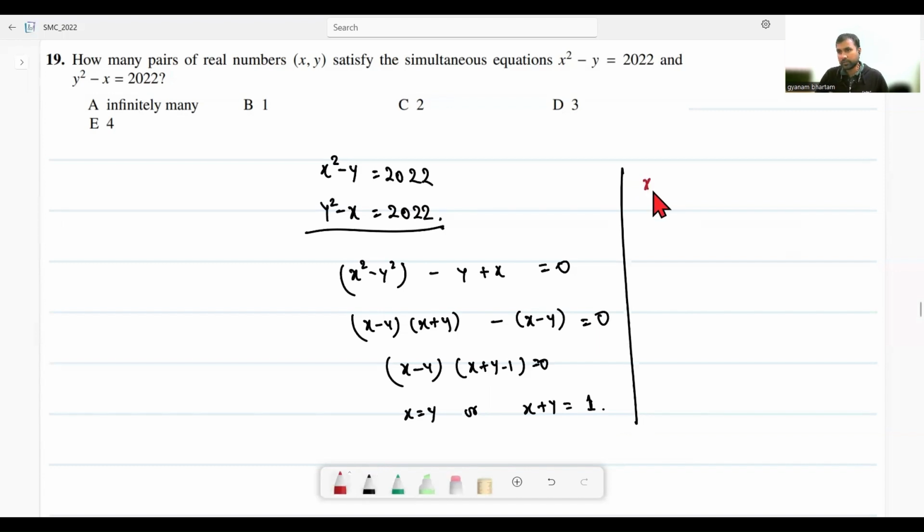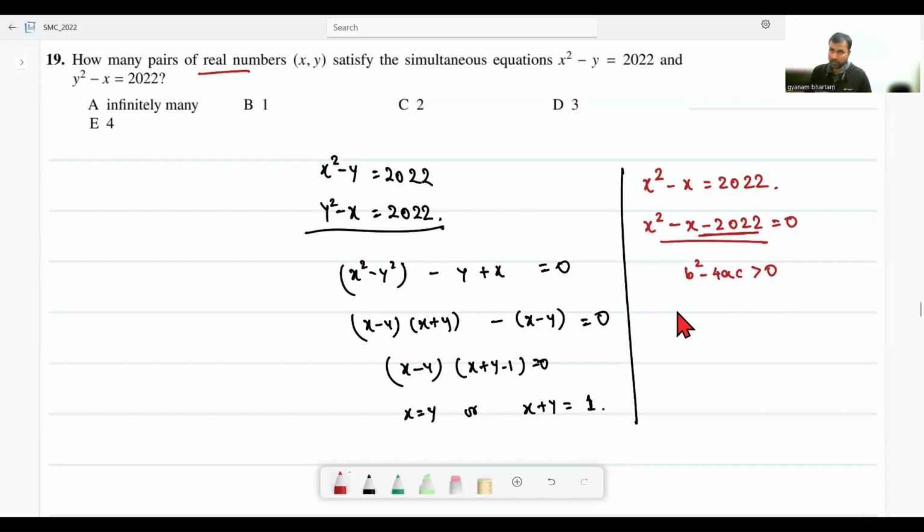So x equal to y, if we use it, gives x square minus x equal to 2022. And this is going to be a quadratic equation. They are asking for real numbers, so we have to count them. If you observe, the discriminant b square minus 4ac is going to be positive, so two distinct roots, not 0 here. So two pairs from x equal to y.